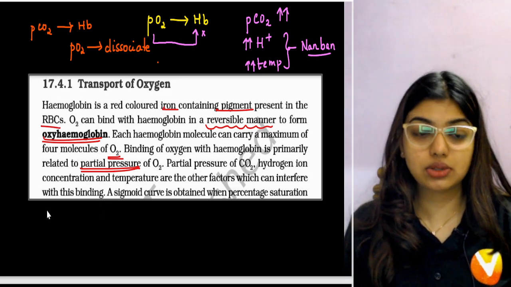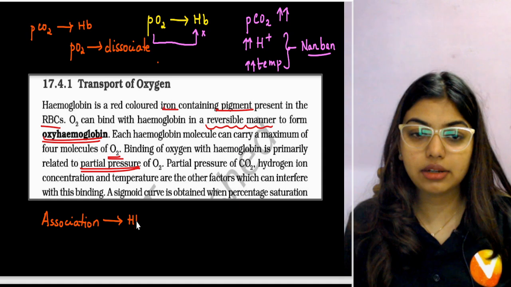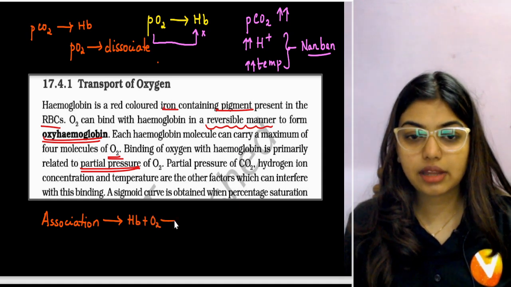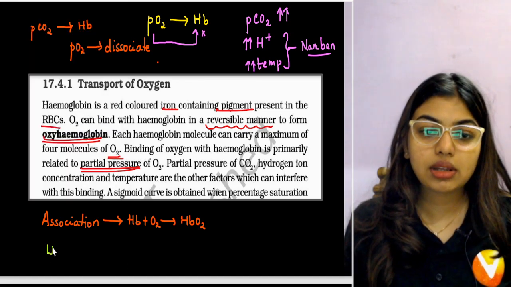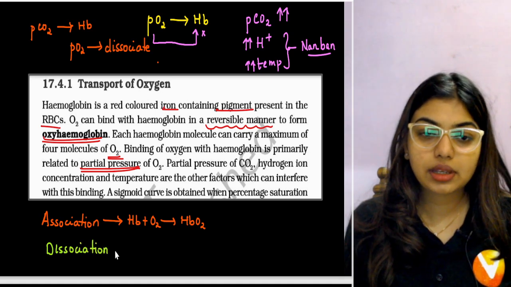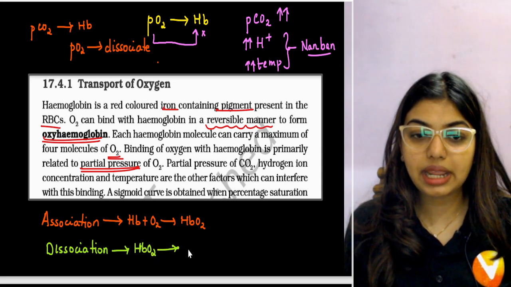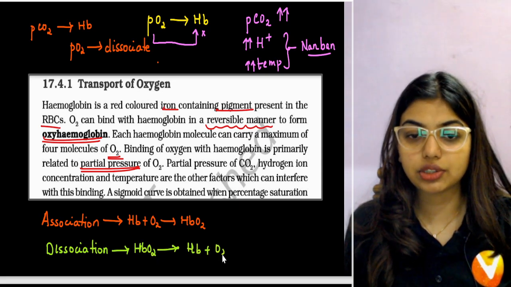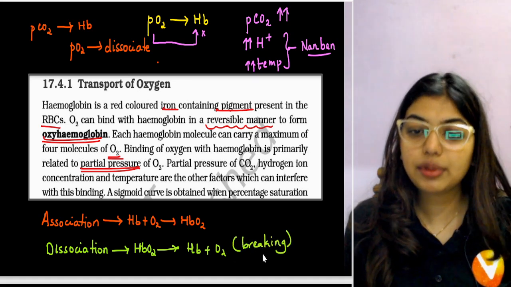So students, what is association and dissociation? Association means when hemoglobin binds with oxygen and forms oxyhemoglobin. Now dissociation means he is leaving it, divorce is happening. So dissociation means the hemoglobin-oxygen complex is going to break and give hemoglobin plus oxygen. Understood? Here breaking is happening, and this breaking will happen when carbon dioxide is more.